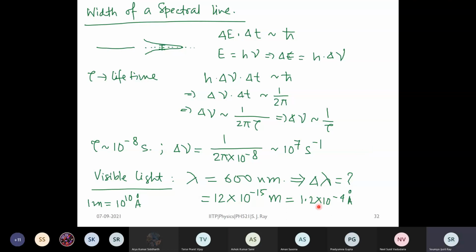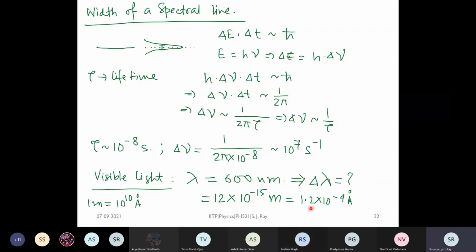Sir, the answer will be 1.2 times 10 to the power minus 14. What is the unit? Meter. Okay, check if it is the correct one, because it says 10 to the power minus 15 meter. Okay, sir, my answer is 1.2 into 10 to the power minus 14 meter. Yes, sir. Okay.